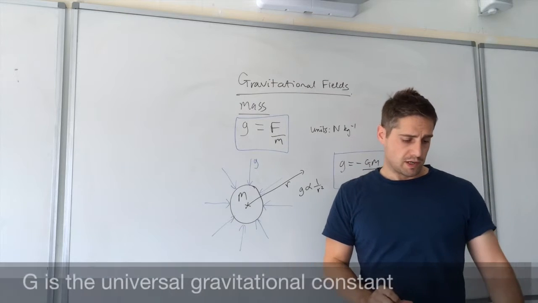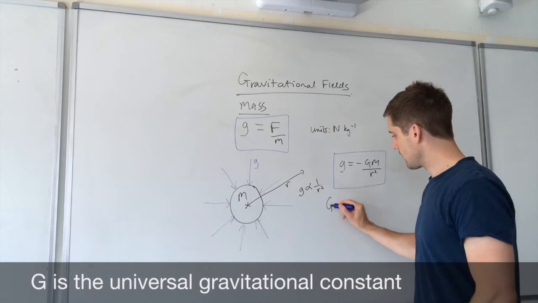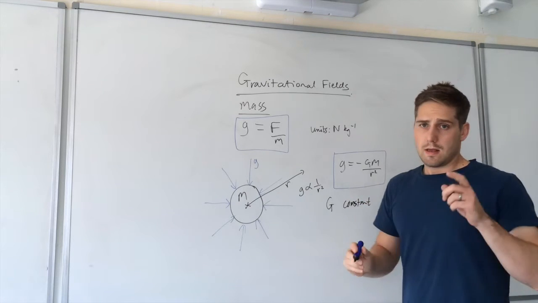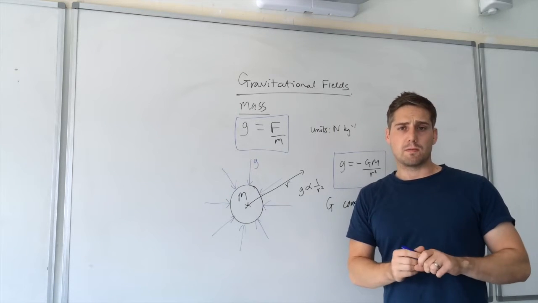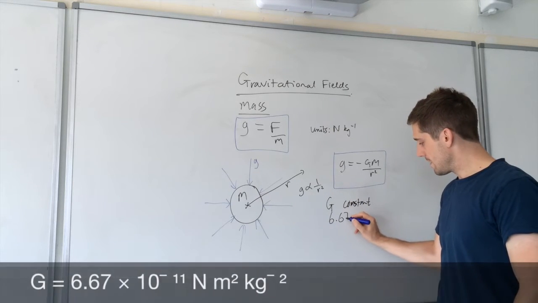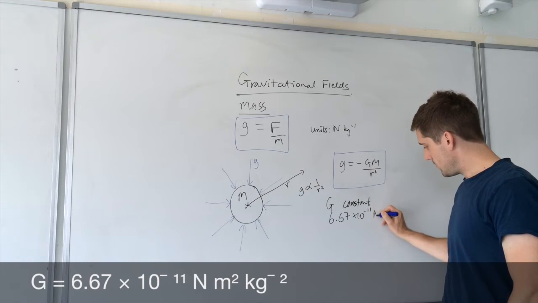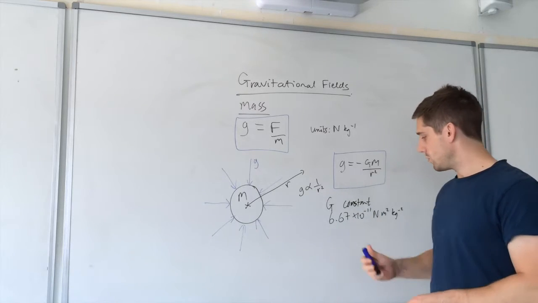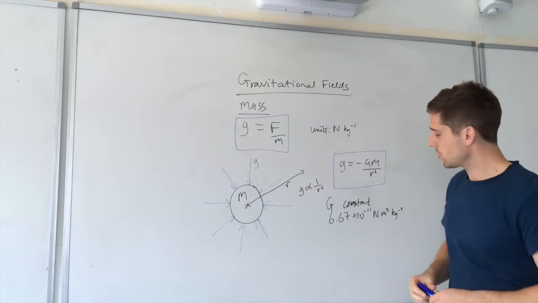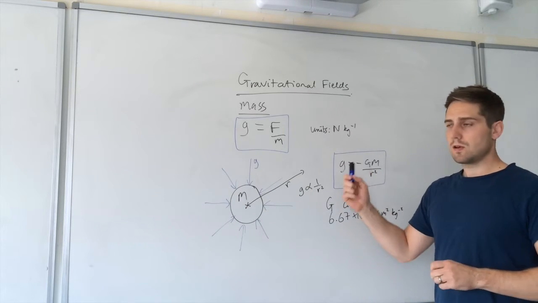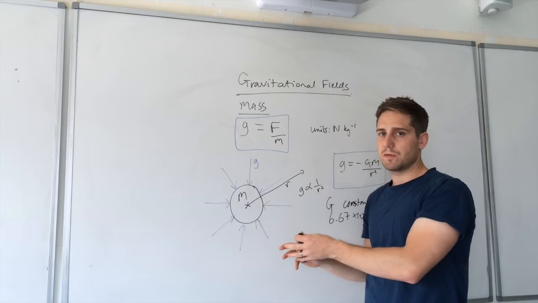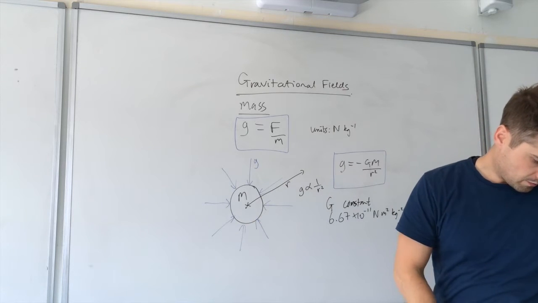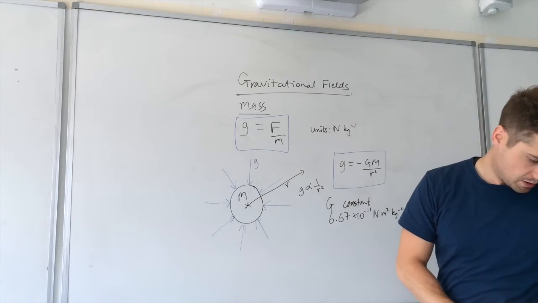G is the universal gravitational constant. So it's a constant value. The value of that is 6.67 times 10 to the minus 11 newton metres squared per kilogram squared. That's given in data books, so you won't need to memorise that value. If you need it, it's in the book. M is the mass of the object that's creating the gravitational field around it. And r, as I said, is the distance from the centre. Right, so that's that equation.